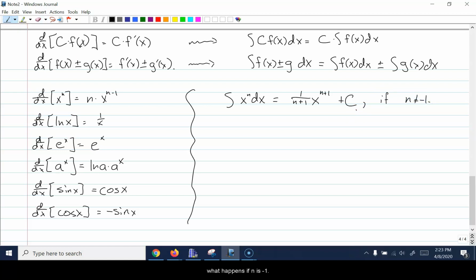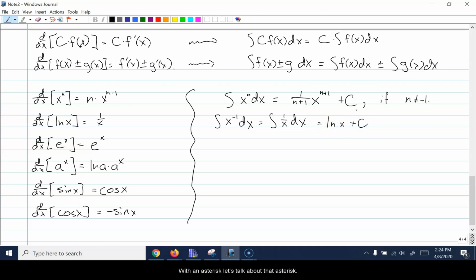What happens if n is negative 1? If n is negative 1, then I'm trying to integrate x to the negative 1. Like this is the missing version. What does x to the negative 1 mean? It means 1 over x. Do I know a function whose derivative is 1 over x? Why, yes, I do. It's the natural log of x. So the integral of 1 over x is natural log x plus c with an asterisk.